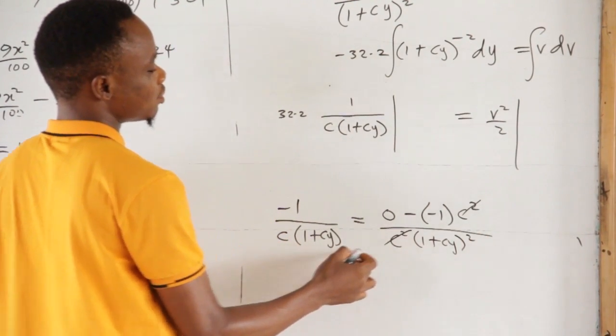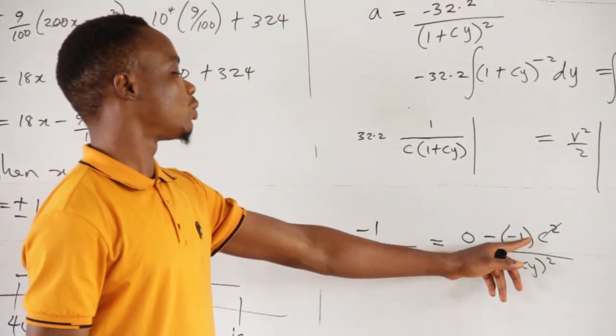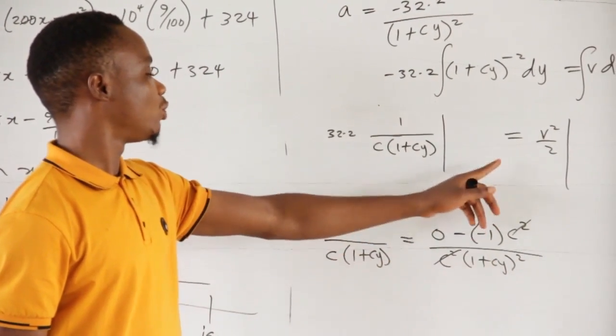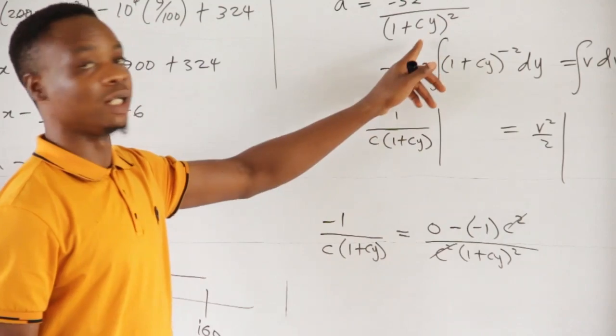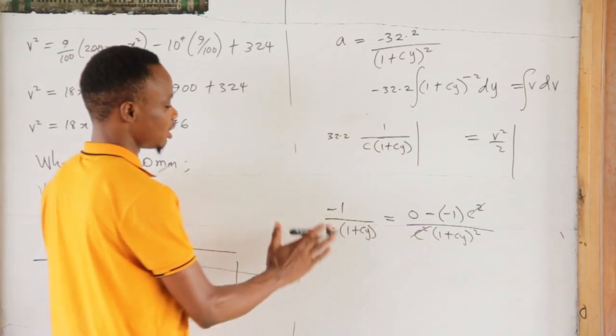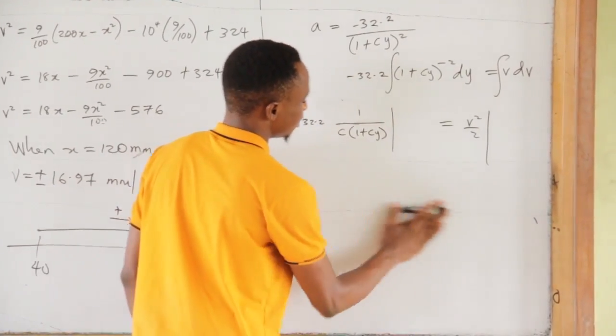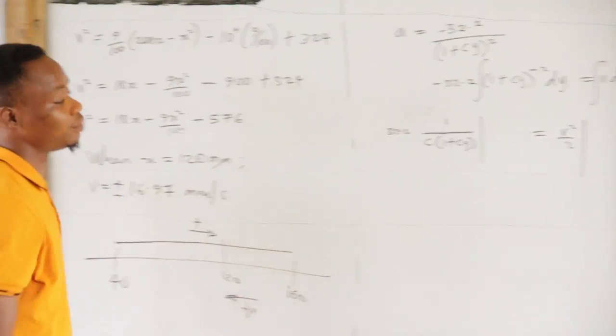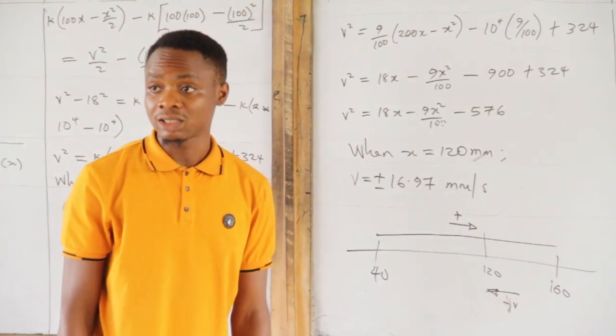So this will cancel this. Minus of minus 1, that will be 1. Is that clear? So it will be 1 over 1 plus cy squared, which is what we started with. Does it make sense to you? Right, so that is the integral. So, having done this, you can then replace your c later on. Do you understand what I'm saying? You know what c is.